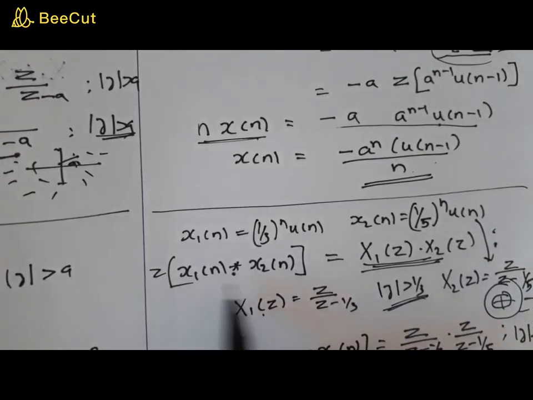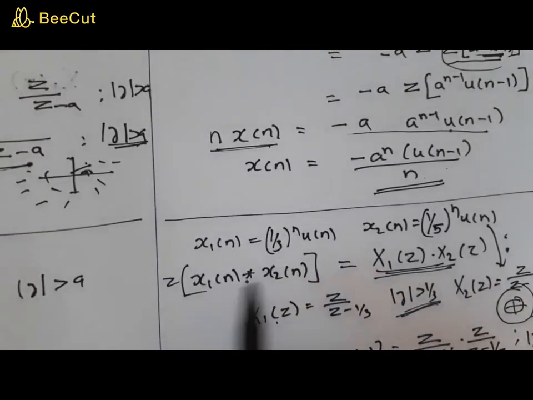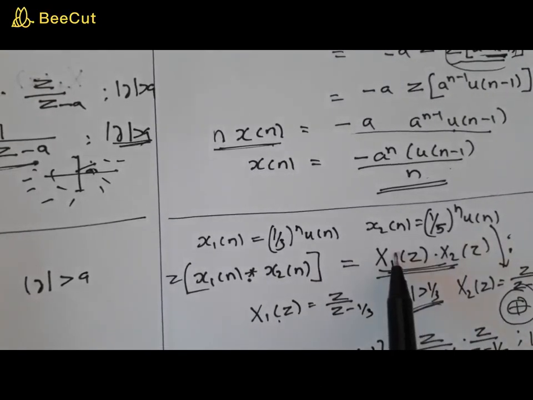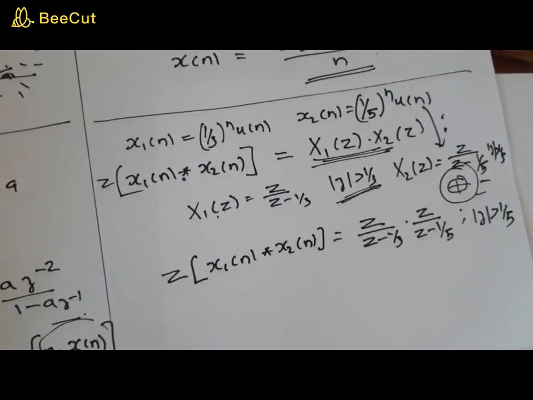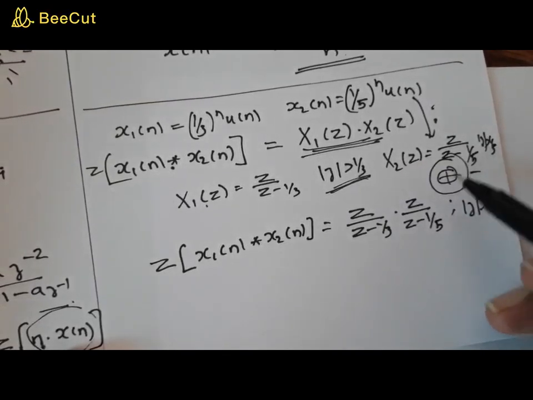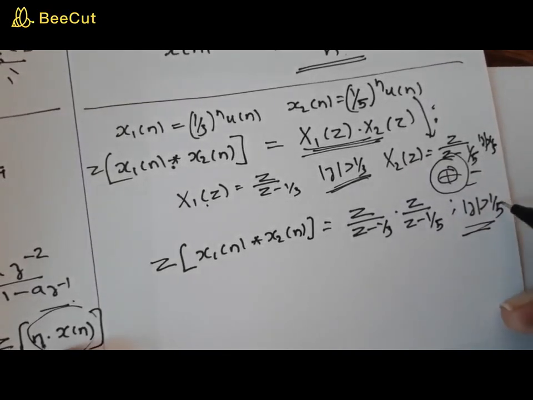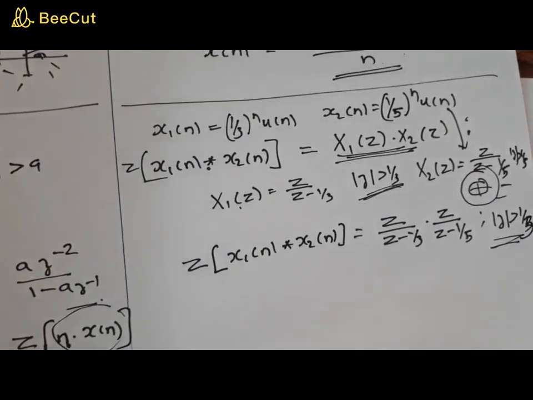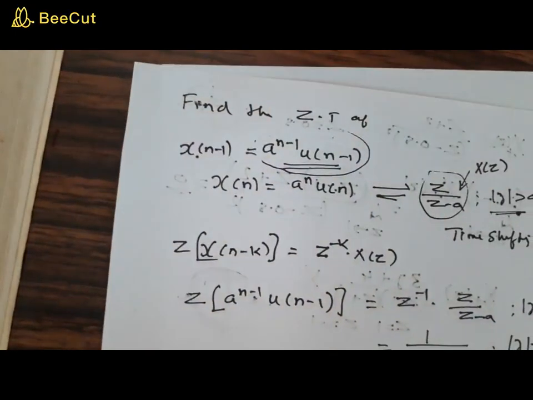So what will be the z transform of the convolution? It will be the product of these, right? x1 of z into x2 of z, that is z by z minus 1 by 3 into z by z minus 1 by 5. What will be its overall ROC? The overall ROC is going to be the intersection, and since 1 by 3 is greater than 1 by 5, mod z has to be greater than 1 by 3. Okay, that's it.